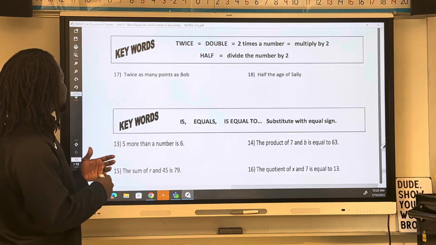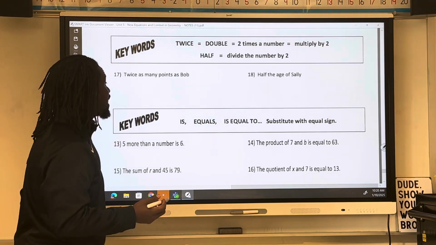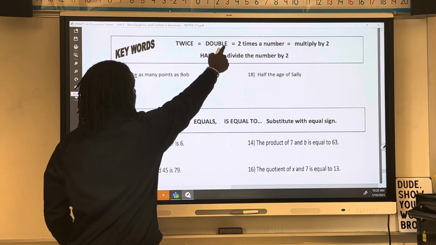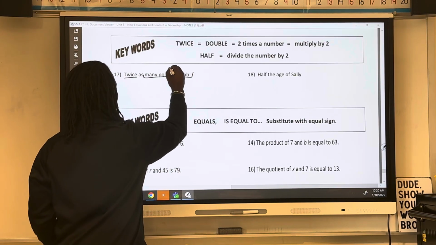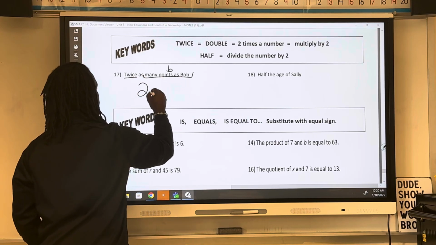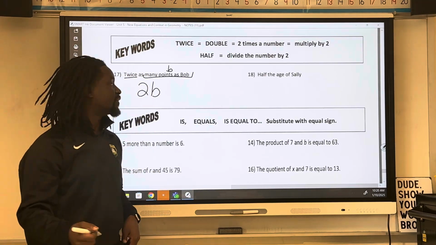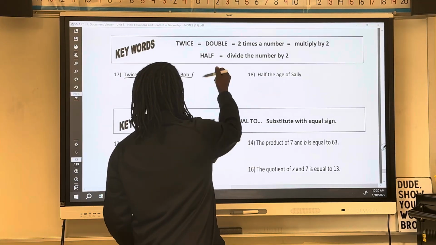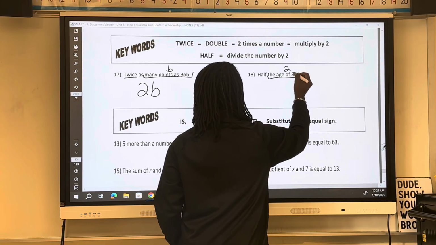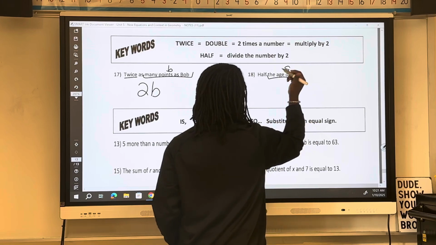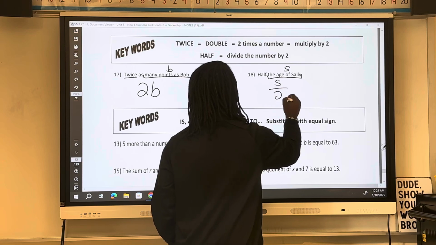Okay, so let's look at the next 2. So twice as many points as Bob. So twice, again, means I'm multiplying it by 2. As many points as Bob, we're just going to say that that is B. Okay, so it would be 2B. Half the age of Sally. Okay, half is I'm dividing it by 2. What am I dividing by 2? I'm dividing by 2 Sally's age, which we'll just call S for Sally. So it would be S divided by 2.